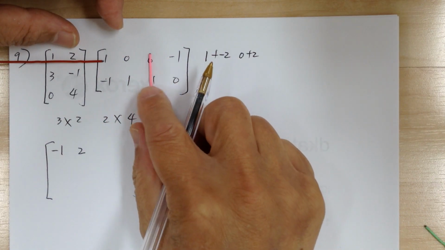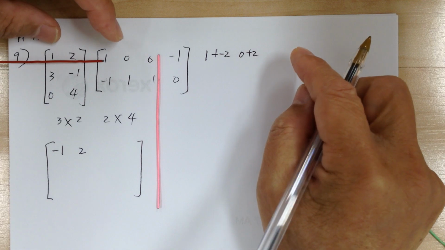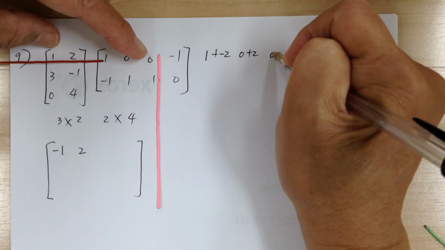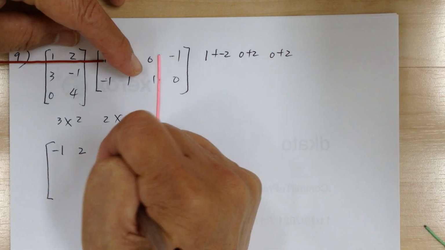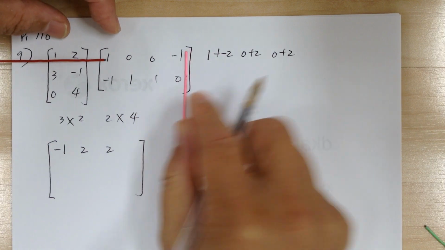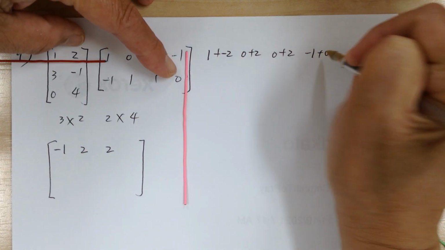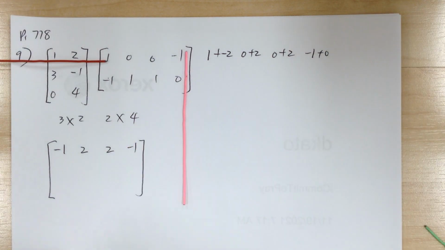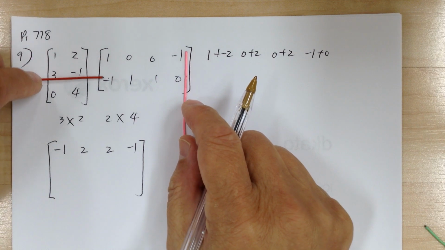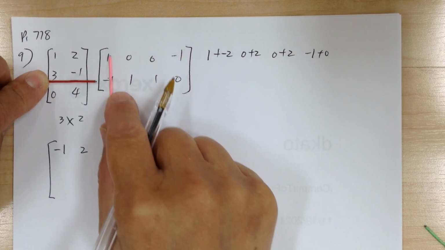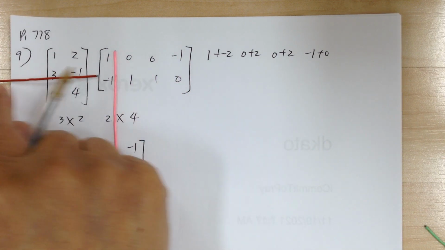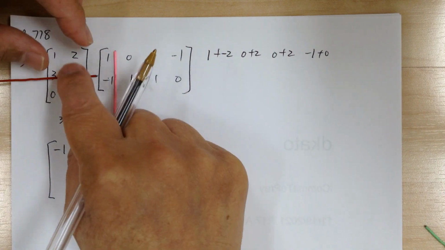Next column. You just go to the next column, right? So it would be 0 plus 2. So 2 goes over here. Then the next column. 1 times negative 1 is negative 1. 2 times 0 is 0. So it would be negative 1. Okay, so now we're done with the first row. Now let's go to the second row. And you have to start over with your column. So go second row, first column.